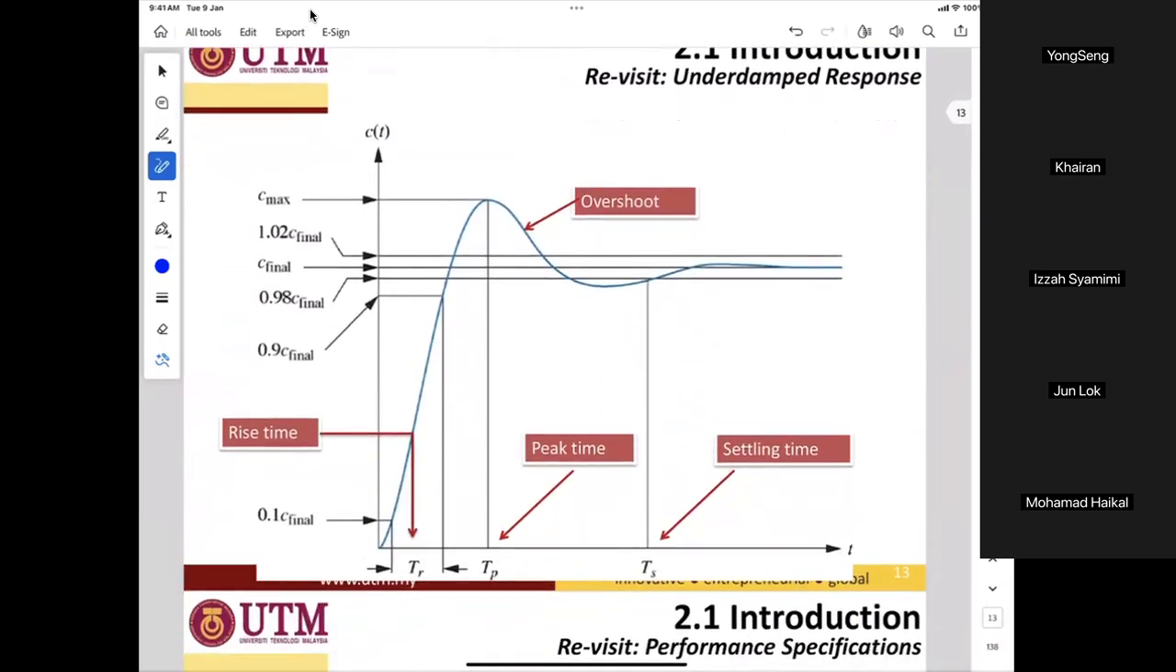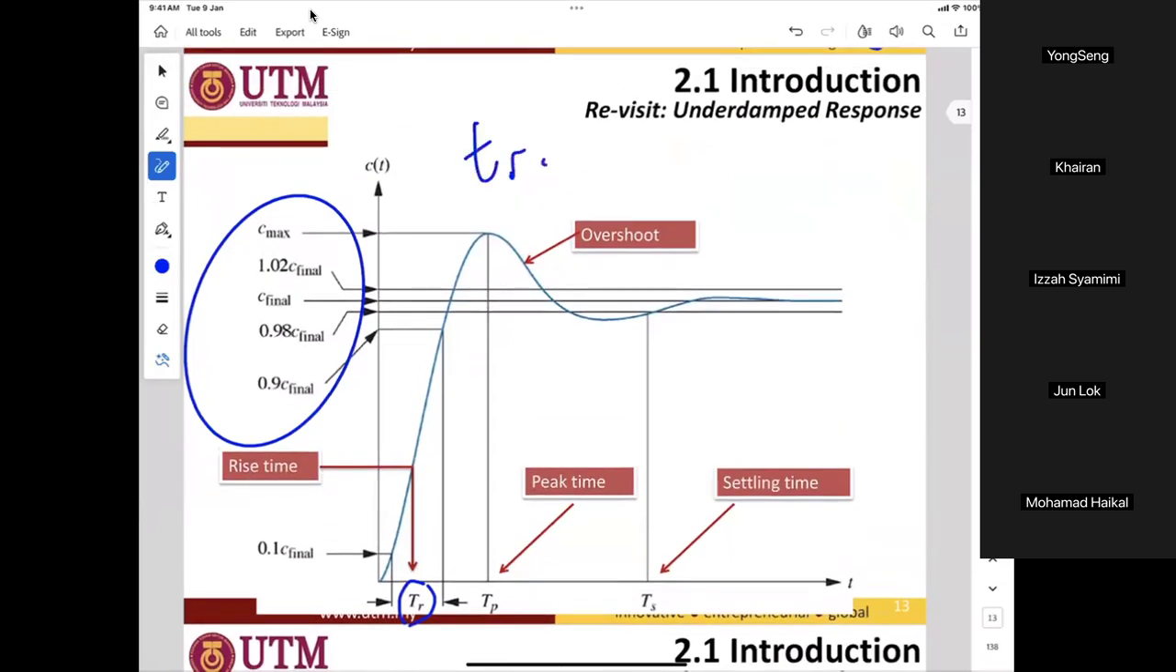So this is the second order time domain spec, where we have C maximum, C final, 1.02 C final, 0.98 C final, 0.9 C final, and 0.1 C final. This is to indicate the rise time. So the rise time is T 90% minus T 10%. Peak time is when the response is at C maximum. So that is your peak time.